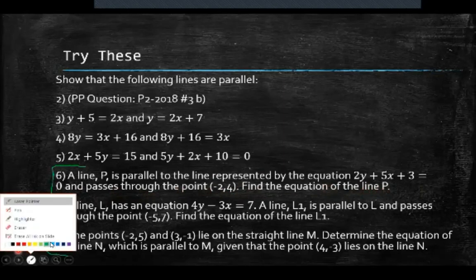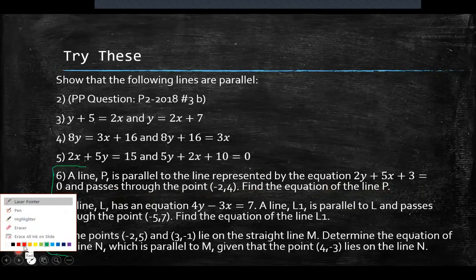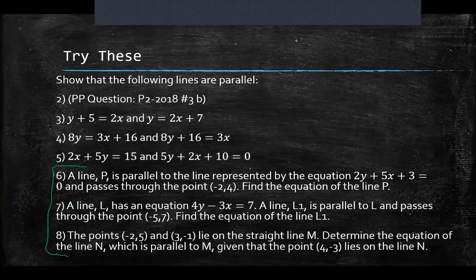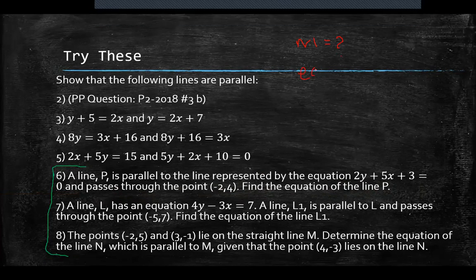Before I go through this with you, I want you to try it on your own and tell me what you get for the equation of P. Remember all that we did so far? We learned to find the gradient. So I'm going to put m is equal to whatever. We learned to find the equation of a line. And now we learn parallel lines.